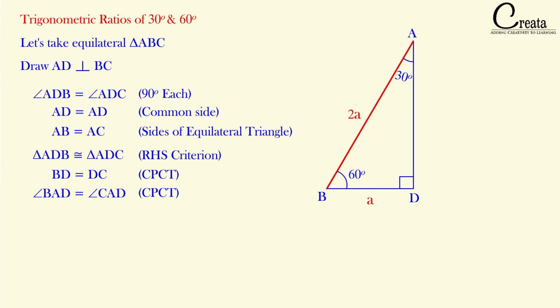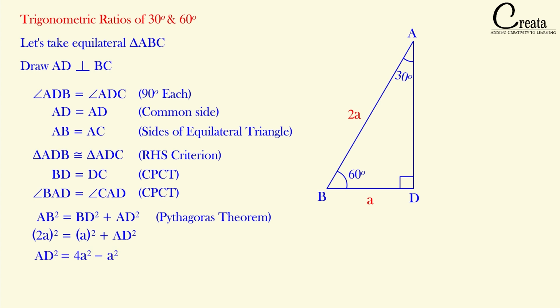AB is 2A and BD is A. Two sides we know. We can easily calculate the third side using the Pythagoras theorem. This is a right angle triangle, so we can apply the Pythagoras theorem, which is AB square is equal to BD square plus AD square. Let's put the value. On solving, we got AD square is equal to 3A square. Therefore, AD is equal to A root 3. We got all the three sides of this triangle.